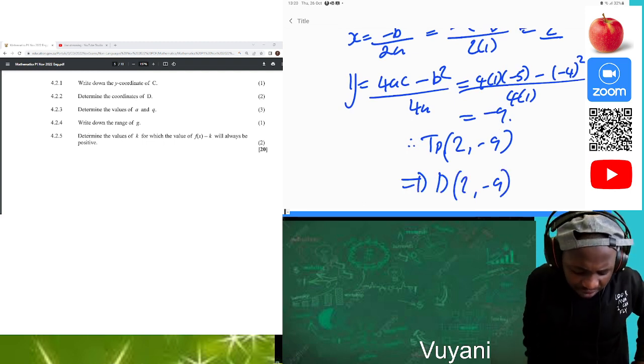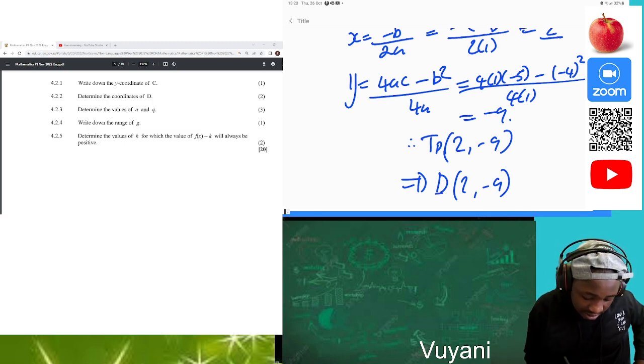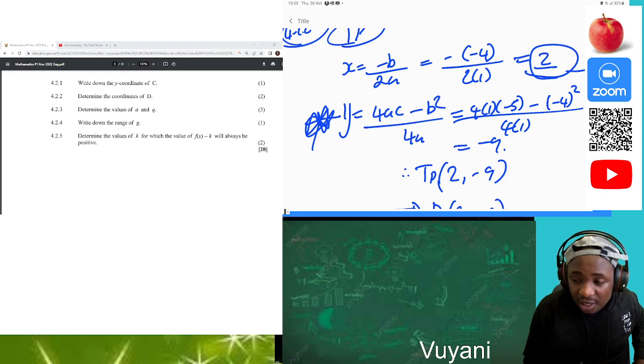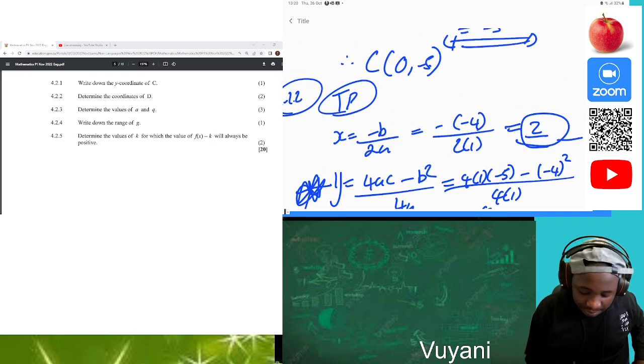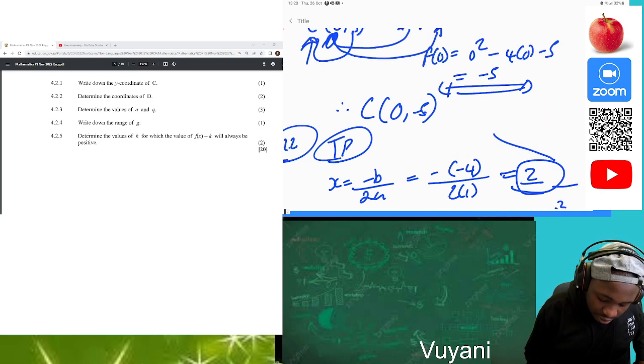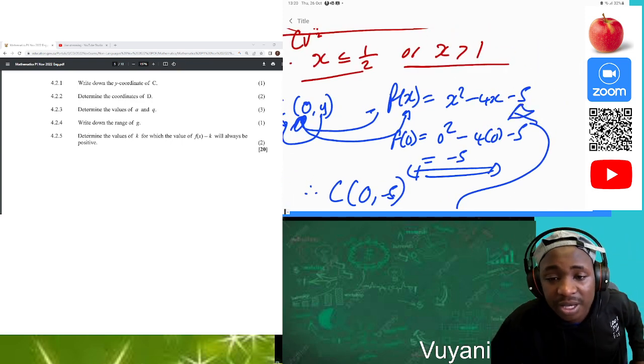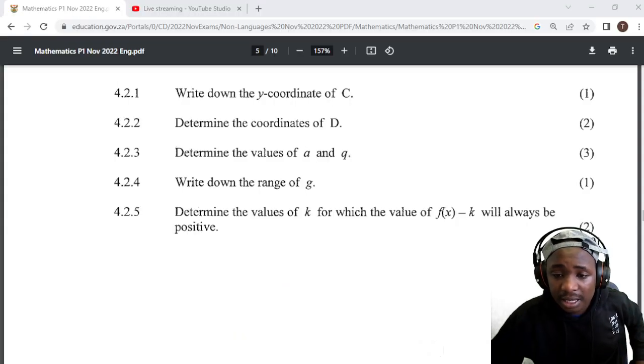So that's just straightforward as it is, guys. You can literally see that. If you don't want to use this formula, after you have calculated the x value of the turning point, just substitute this x value into the original f of x function. Then you get the y value of the turning point.